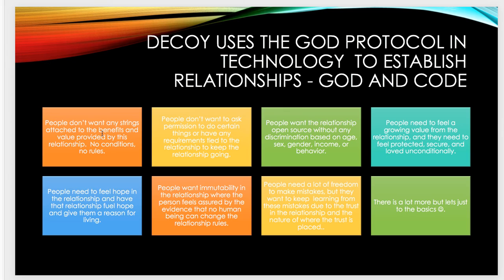People also want relationships without any discrimination. Really? So do you think that you should not judge people on their age, sex, gender, income, or behavior? Yeah, that's the way you should do it. Well, that's what the technology does. There is no bias, right? Code doesn't know bias. It's code. So when you put these attributes into code, you can trust it because it cannot be changed.